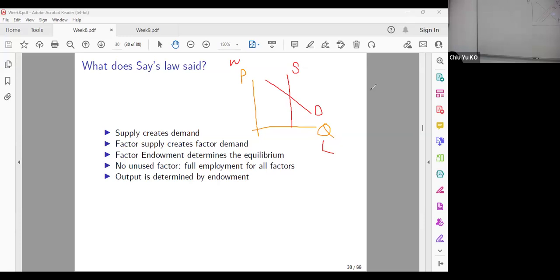Okay, why? You follow this model. The Solow law will tell you if the population is dropping, that means that this S shifts left, right? The GDP is reducing.